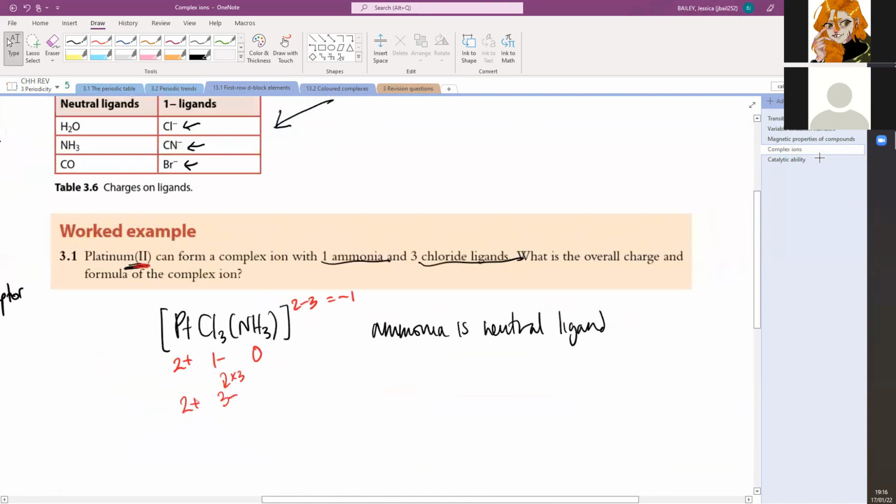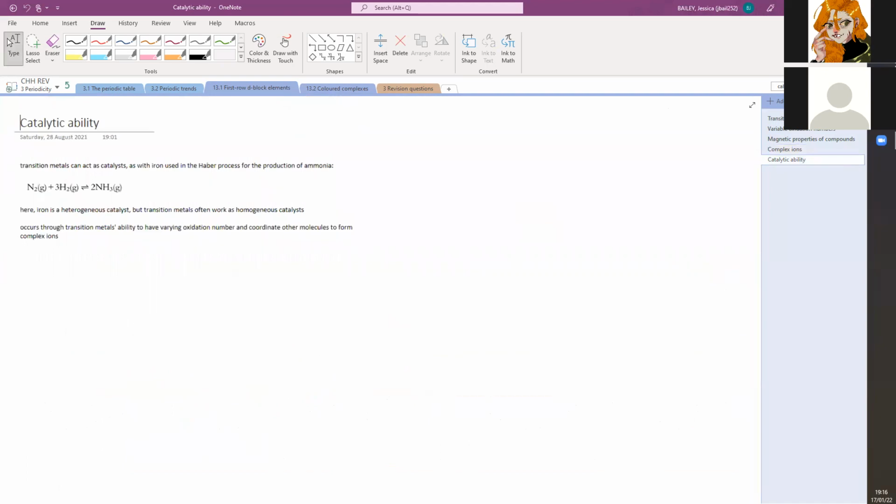Cool. And we'll do this last page, and then I think we'll stop because I need to eat.